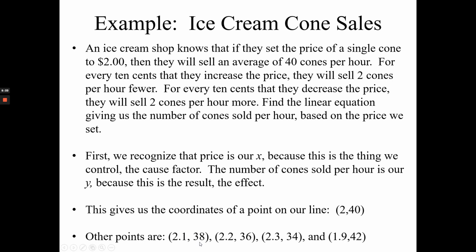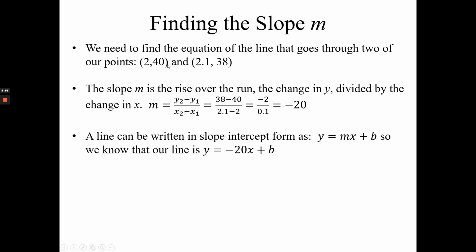And I can continue going, I can get as many points as I want. If I increase by another 10 cents to 2.2, I sell 36 cones per hour. If my price is $2.30, I sell 34 cones per hour, or I can go backwards. If I decrease my price by 10 cents, so the price is $1.90, I'll sell 42 cones. So I've got a bunch of points on the line. I need any 2 of them, so let's choose these. Suppose my 2 points I'm going to work with are (2, 40) and (2.1, 38).